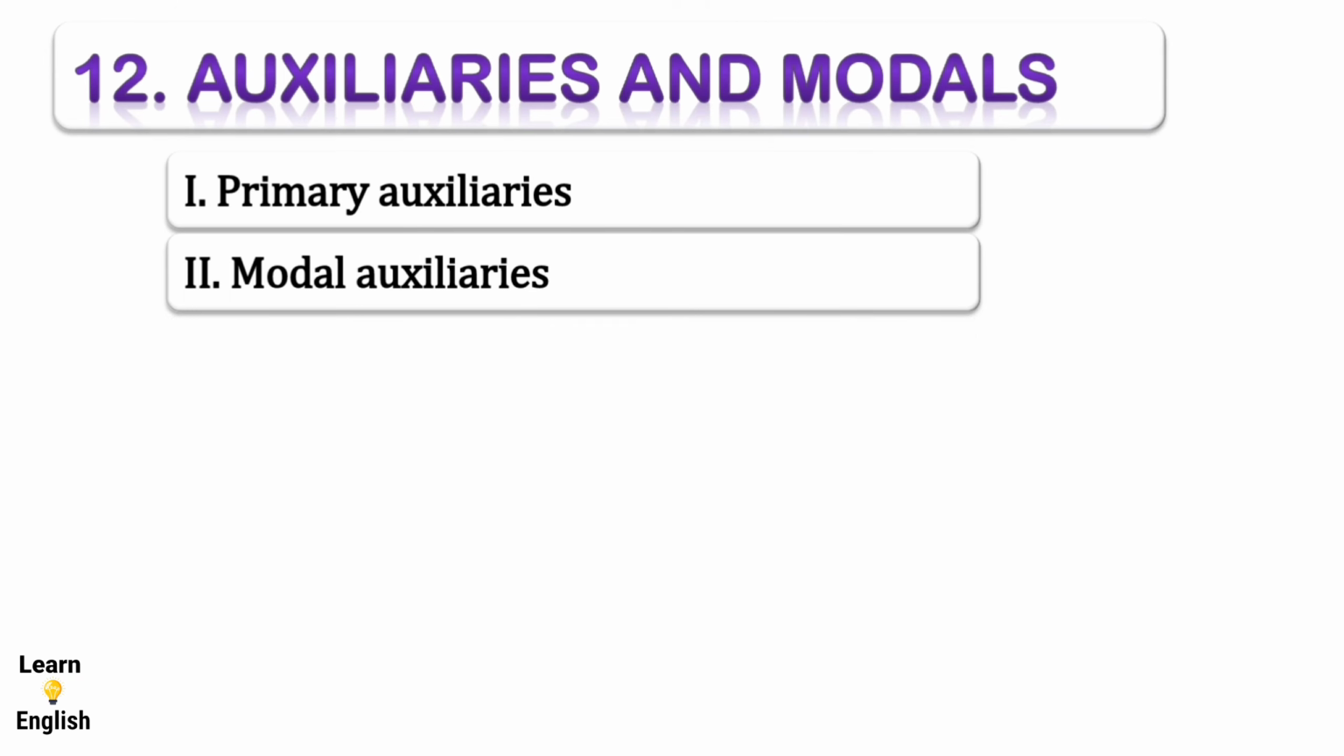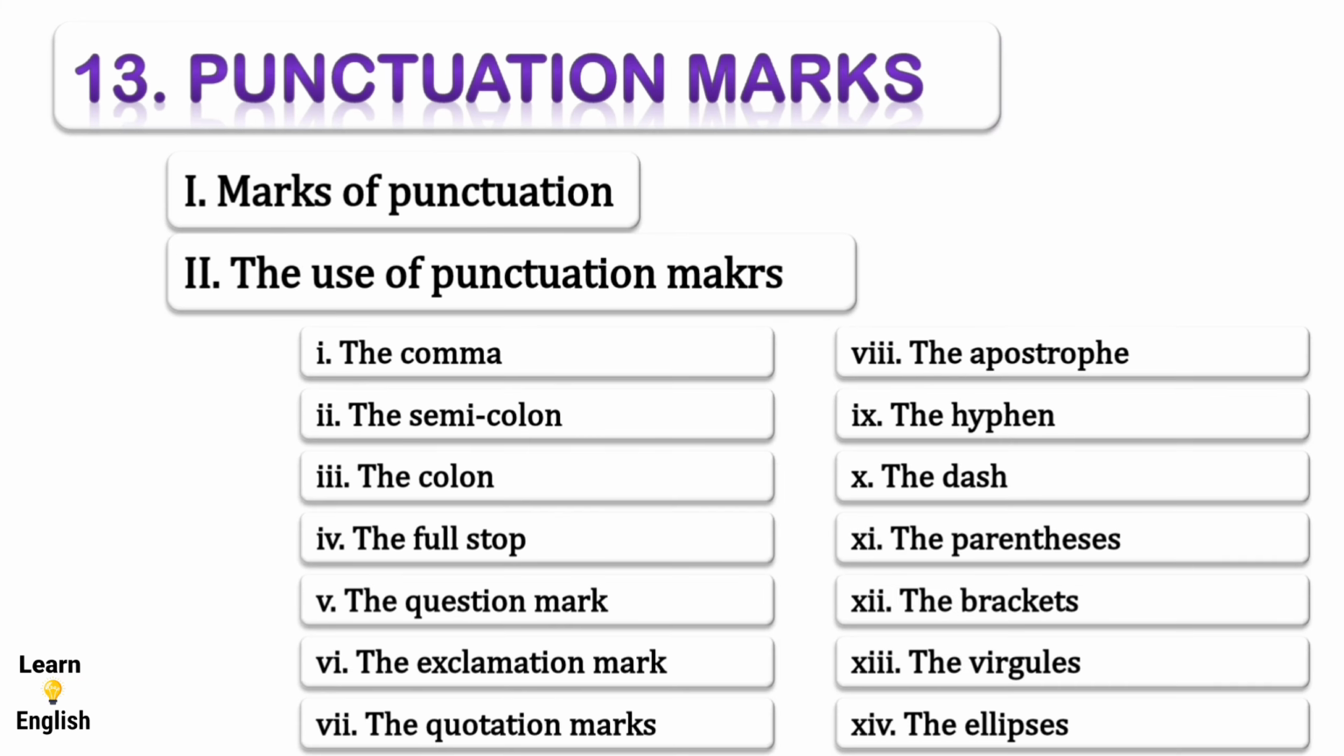After completing the auxiliary and modal chapter, we come to know that auxiliaries are helping verbs. They help to form tenses, questions, and negatives. Some of these auxiliaries are used as main verbs also. There are two kinds of auxiliary verbs.